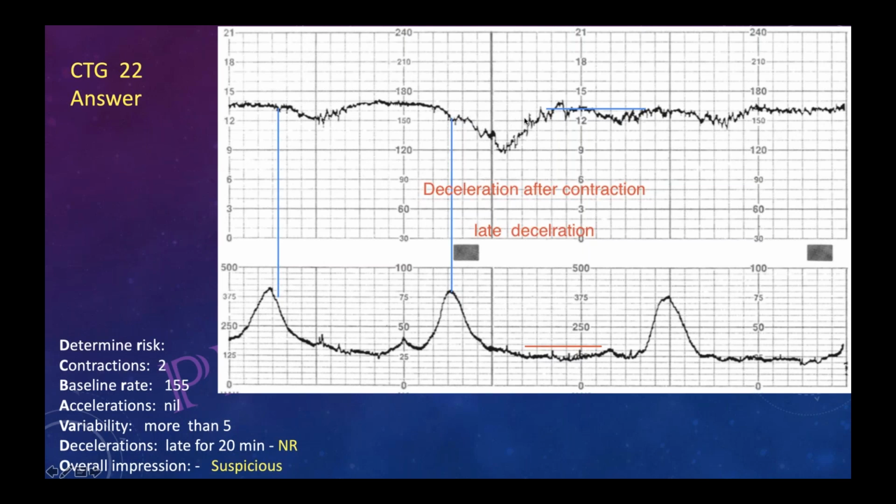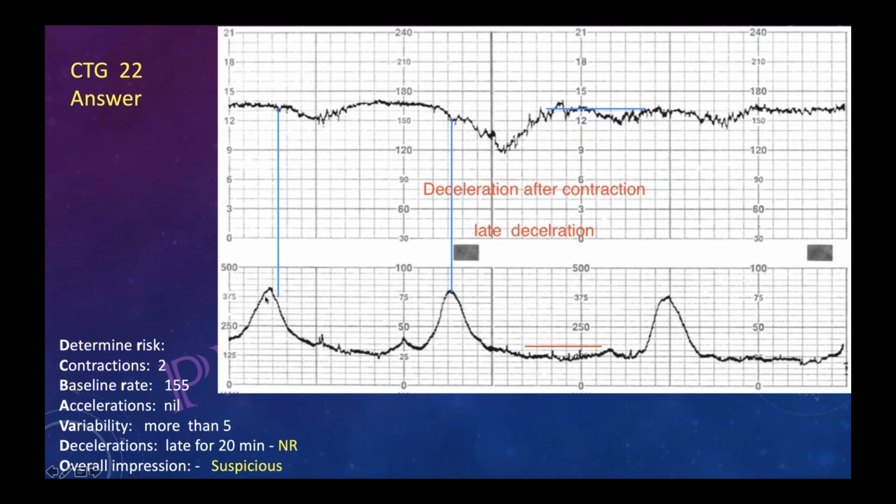It lasts 2.5 minutes, madam. Actually, it lasts for 2.5 minutes. It lasts for 3 minutes, but so isn't it suspicious? Suspicious only, because it is deceleration, not bradycardia, acute bradycardia.